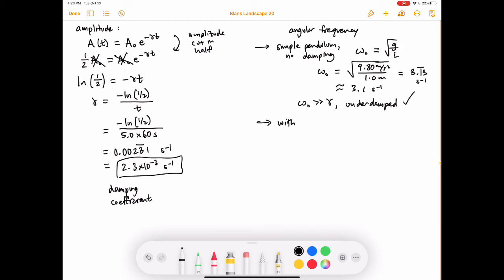With damping, the angular frequency is what we call omega prime, so it's different from before. And omega prime is equal to the square root of omega naught squared minus gamma squared. Okay, so then what's the percent change in that angular frequency when we introduce damping?